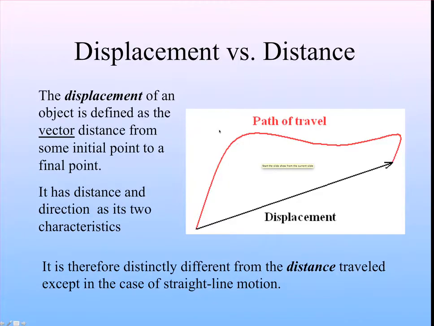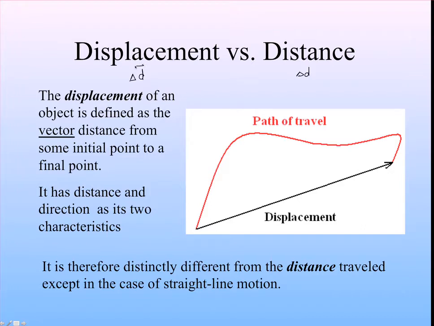So we will look at displacement and distance. These are similar quantities, one being a vector, that's displacement, and one being a scalar, that being distance. The symbols for these are as such. This is pronounced delta D, as is this.